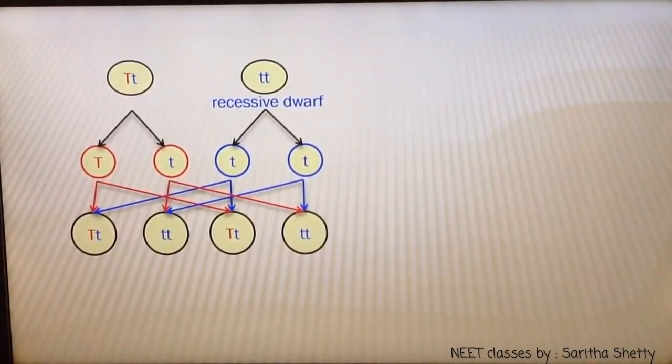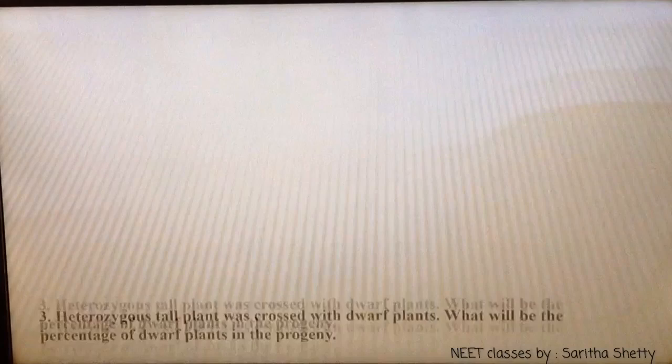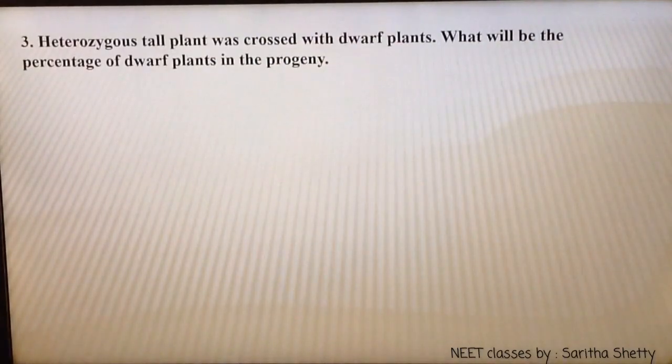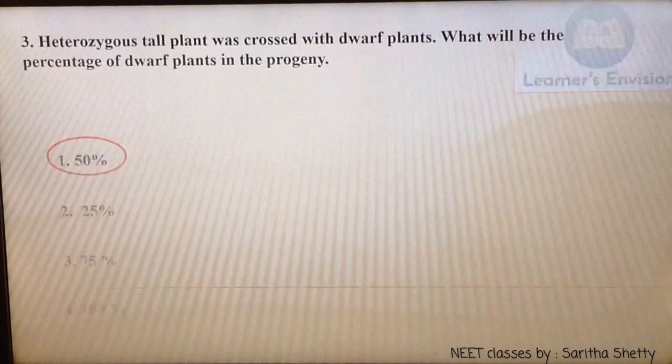So in this module, students, we have studied the test cross. So we get the answer as 50%. In this module, students, we have studied the back cross, the test cross as well as the reciprocal cross. We'll get back to you.